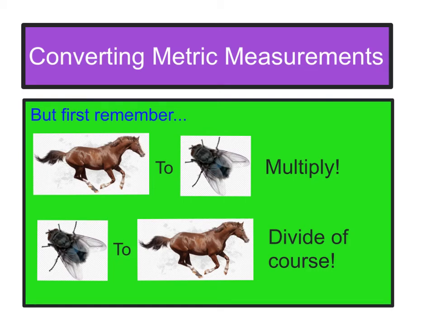Converting metric measurements. But first we need to remember the horse to fly multiply and our saying of fly to horse divide, of course. Now what this means, horse to fly, that means if you're going from a larger measurement such as meters to centimeters, that would be an example of horse to fly because a meter is larger than a centimeter, therefore we're going to go ahead and multiply to convert.